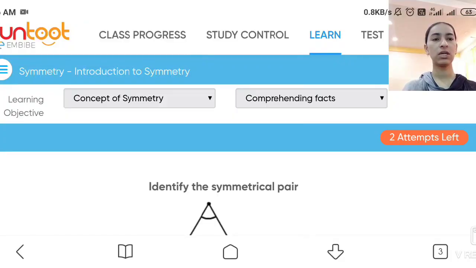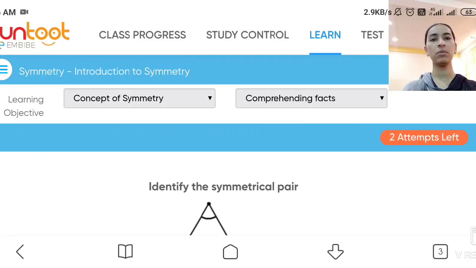Hello students, just now we learned the symmetrical figures and what is the line of symmetry. Now we have to use the Funtut app. Open your Funtut app, log in, and try to solve the questions from Funtut. When you open your Funtut app, you can see your screen like this. In that you have to click on the word learn. Now in that you have to select your chapter name.